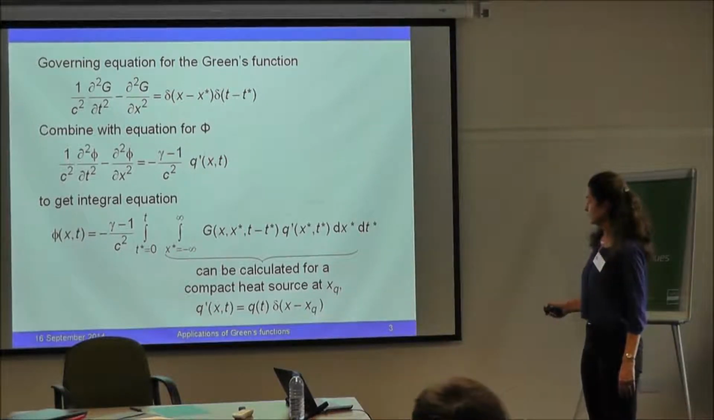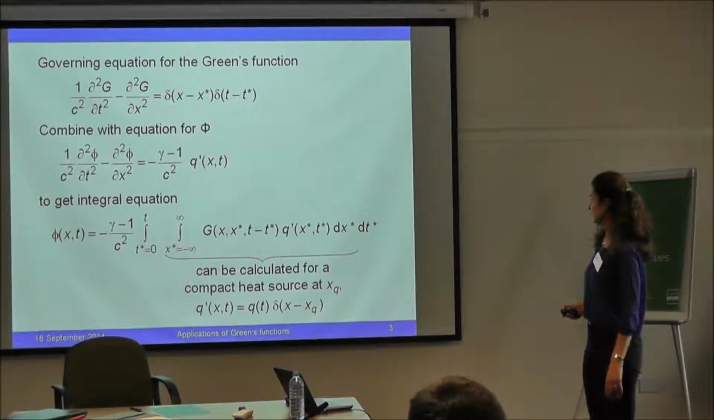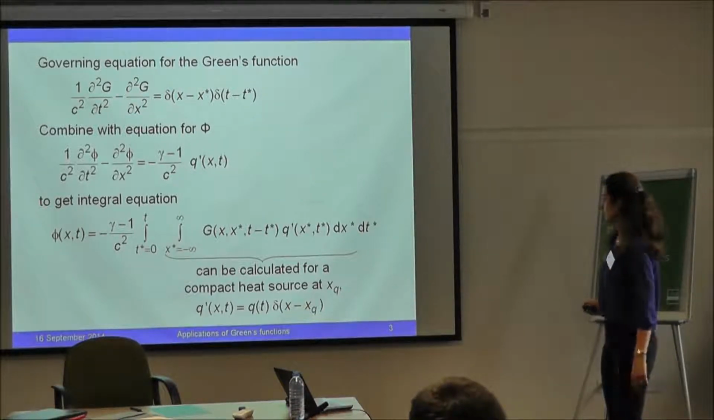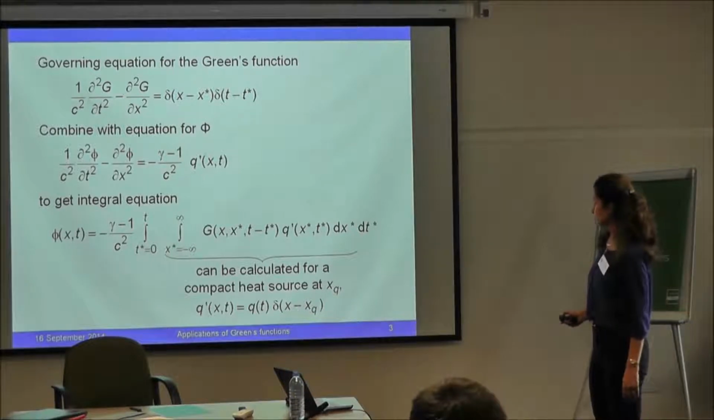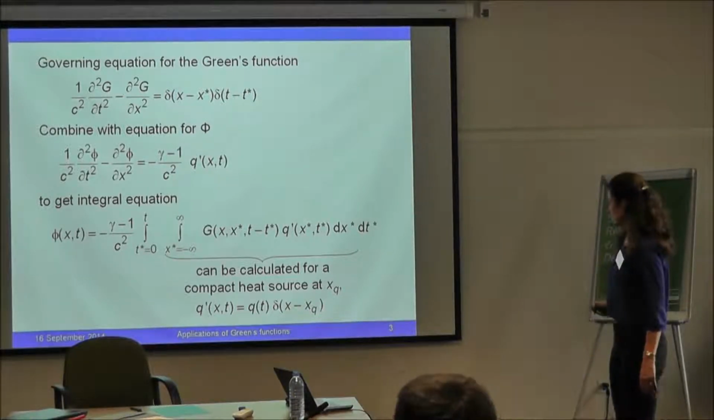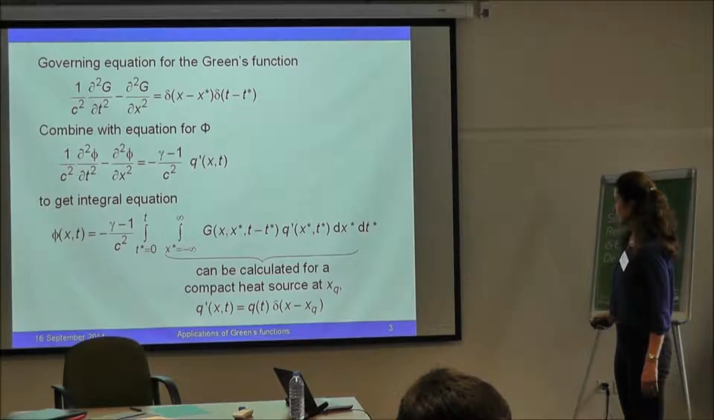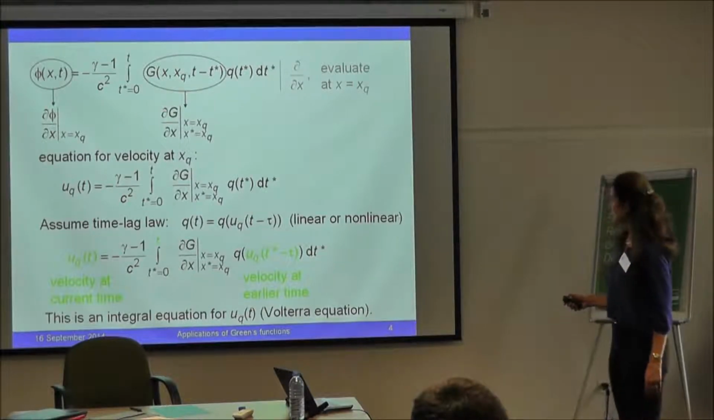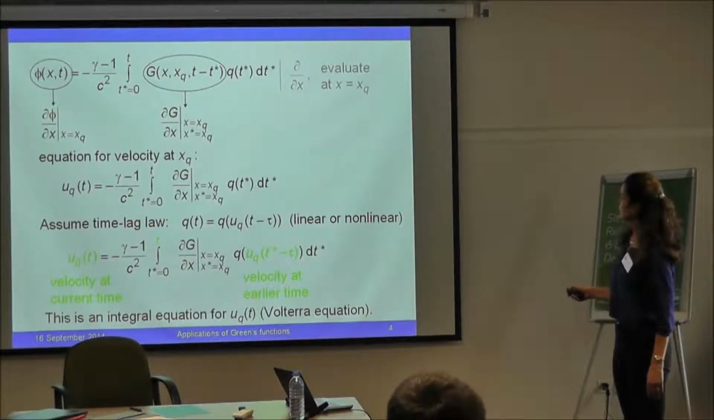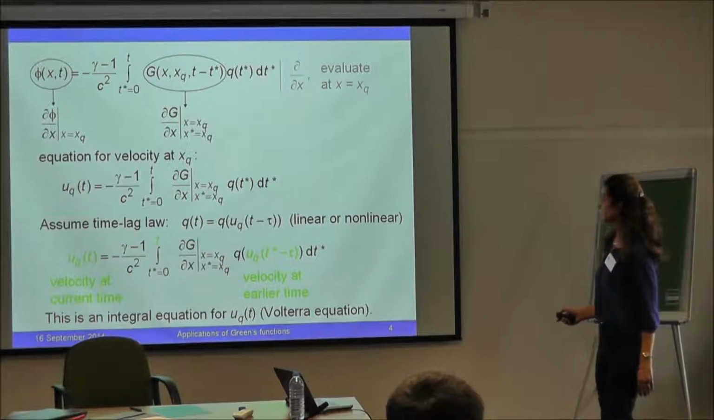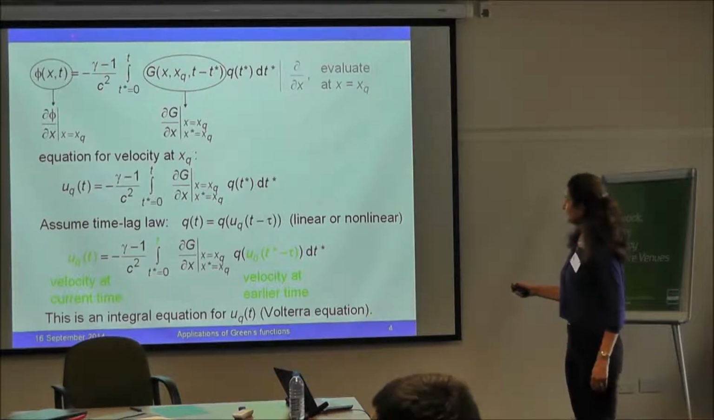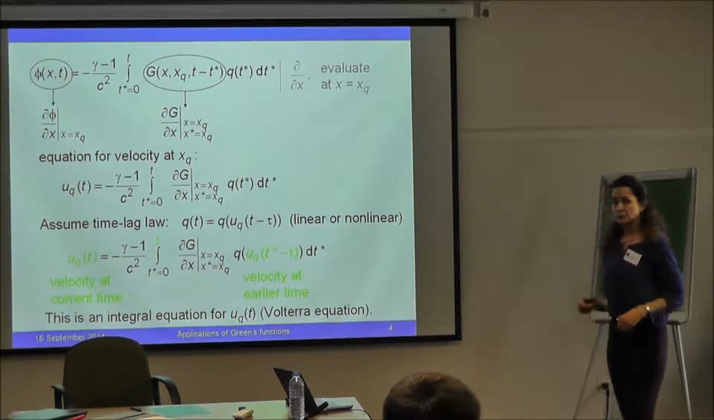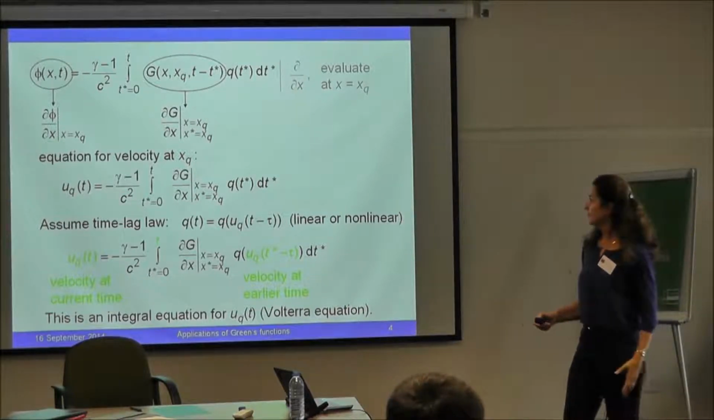And if you combine these two equations, after a number of manipulations, you get this integral equation, which we've seen a number of times before. Here we have the heat release rate term, and for a compact heat source, we can write the heat release term in terms of a delta function in x, simplify the integral, and only have one integral over the source time, which is this equation. Now I'm going to manipulate this equation to make it useful for our purposes.